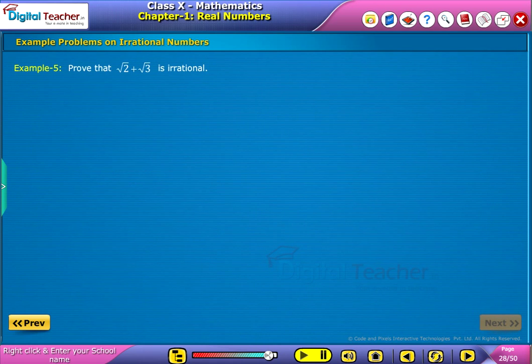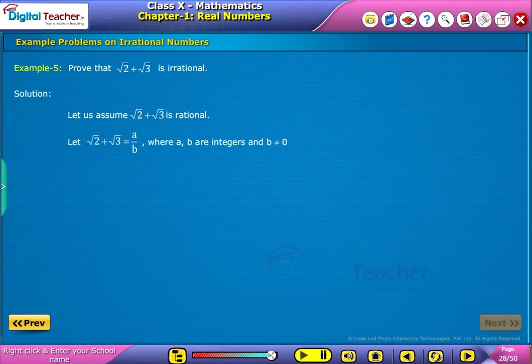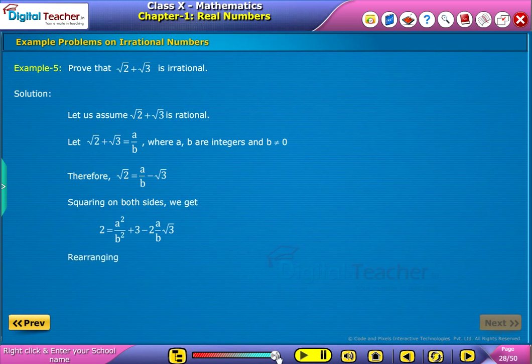Example 5. Prove that root 2 plus root 3 is irrational. Solution. Let us assume root 2 plus root 3 is rational. Let root 2 plus root 3 be equal to a by b, where a and b are integers and b not equal to 0. Therefore, root 2 is equal to a by b minus root 3. Squaring on both sides, we get as shown.